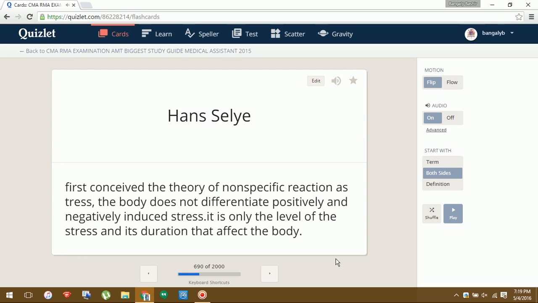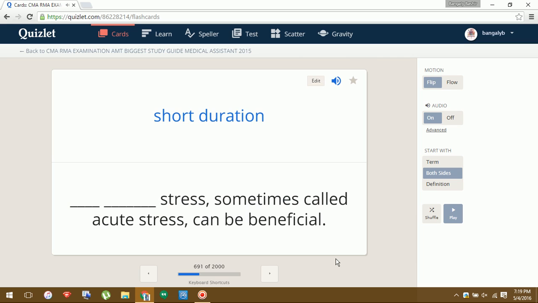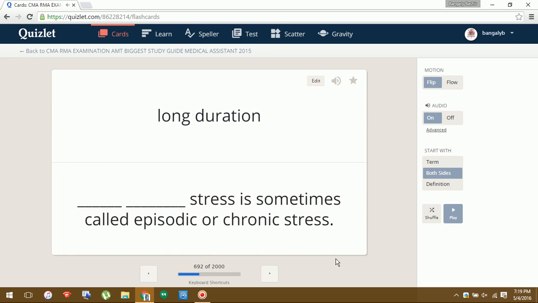Hans Selye first conceived the theory of non-specific reaction as stress. The body does not differentiate positively and negatively induced stress. It is only the level of the stress and its duration that affect the body. Short duration. Blank blank stress, sometimes called acute stress, can be beneficial. Long duration. Blank blank stress is sometimes called episodic or chronic stress.